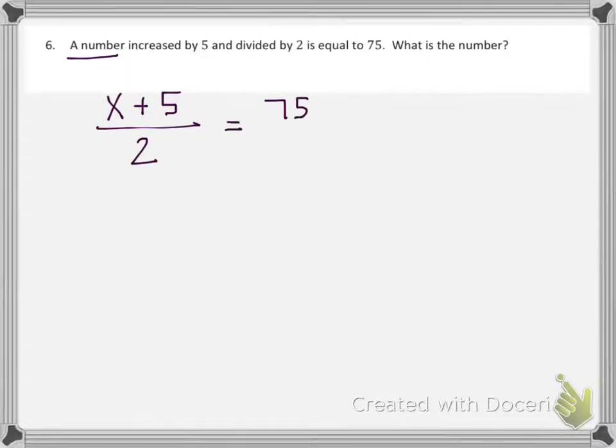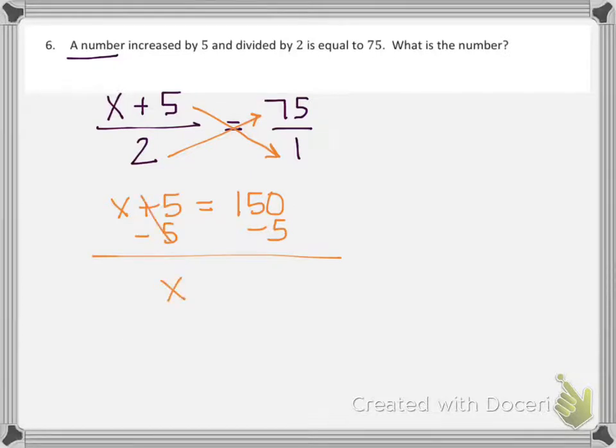Well, it's 75, or I could write that as 75 over 1, and then I could use my means extremes that we learned in our last lesson. x plus 5 times 1 is just x plus 5, is equal to 2 times 75, which would be 150, and then isolate my variable. Subtract 5 from both sides, and we get x equals 150 minus 5 is 145. So the original number is 145.